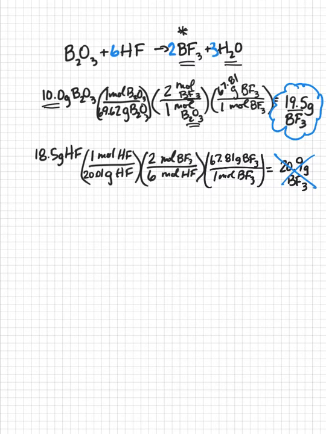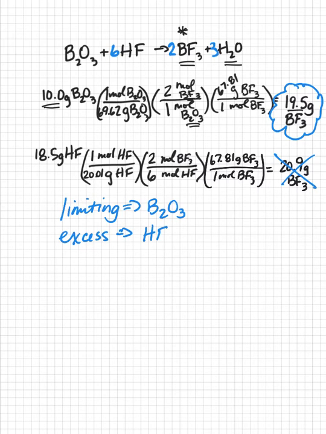I'm never going to get to the 20.9 because at my 19.5 grams, when I get there, all of my B2O3 is gone. It's been used up. And so my limiting reactant is my B2O3. My excess reactant is my HF. And my theoretical yield, how much I can expect to make, is that 19.5 grams.